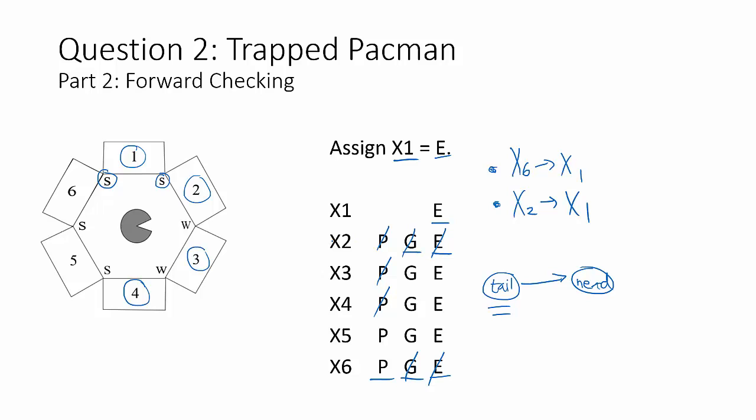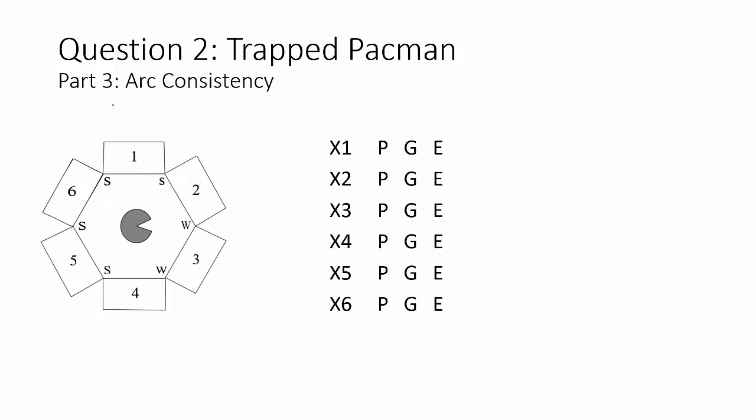So we're done with forward checking. Notice here that x2 doesn't have any values left in its domain, so we can detect this and say that there's no solution down this branch of the search tree, and we need to backtrack. Let's move on to part 3, arc consistency.